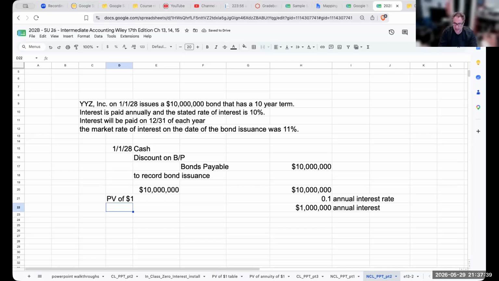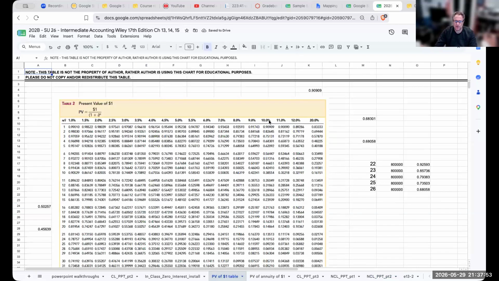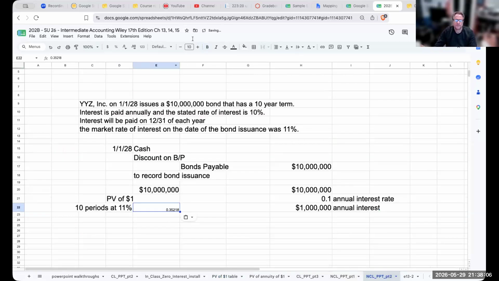How many times am I paying interest? It's a 10-year term bond paying interest annually. So this is going to be 10 periods at the market rate of interest at 11%. So coming over here, present value of $1, 11%, 10 periods. This is going to be 0.35218.